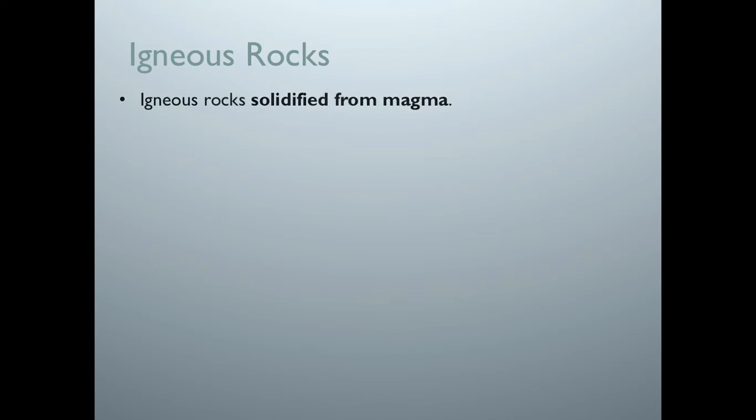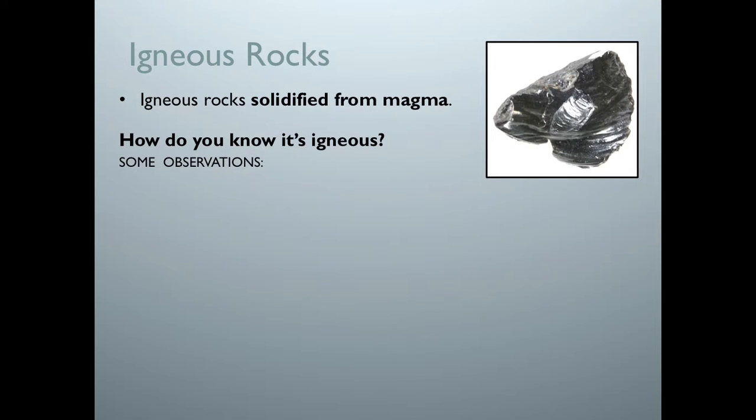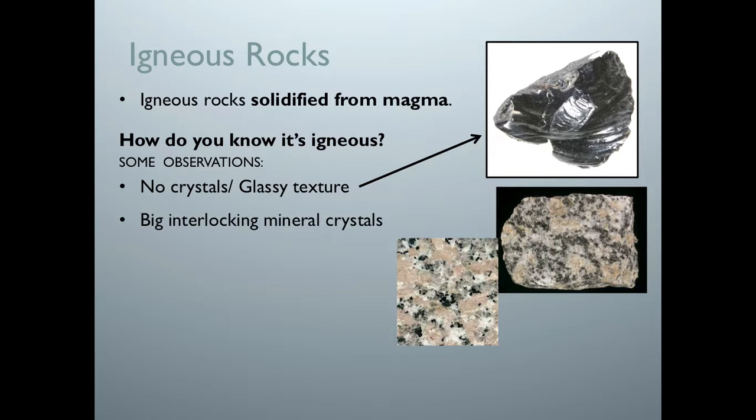So igneous rocks solidified from magma or lava. How do we know it's an igneous? Well, you should see evidence that the rock cooled in some fashion. So in this case, there's no crystals and glassy texture. That glassy texture is a key because it means that that rock cooled instantly. We might also see big interlocking mineral crystals. Those big crystals, again, mean that it cooled really slowly. It took a long time for those mineral crystals to form.